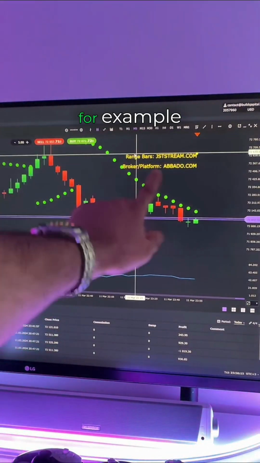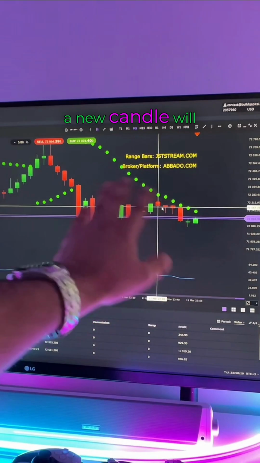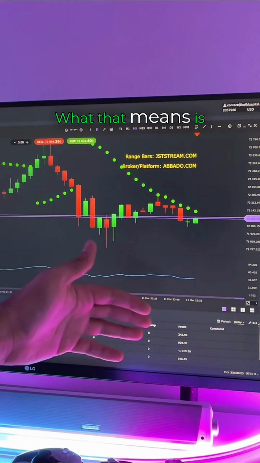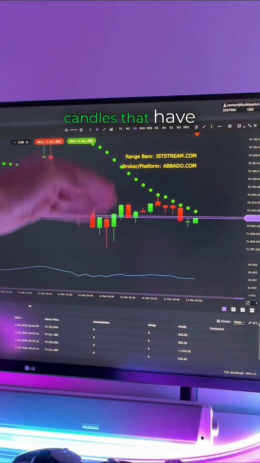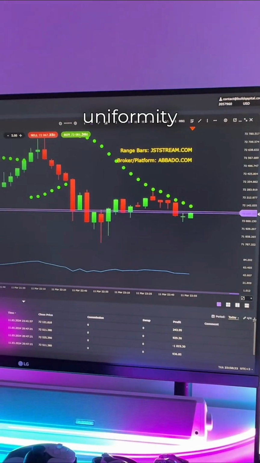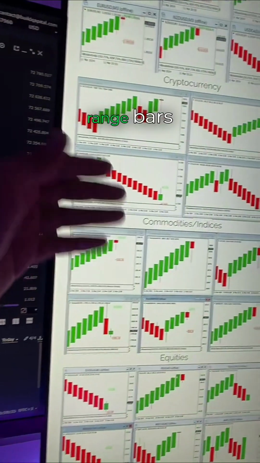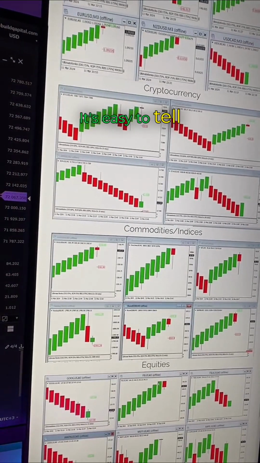Because what happens is, for example, I'm on a 5-minute chart. Every 5 minutes a new candle will generate. Now what that means is you'll have these randomized candles that have very different shapes and sizes. So there's no uniformity. There's no way to really know what's going to happen. Whereas on the range bars, as you guys can see, it's very linear. It's easy to tell what's going on.